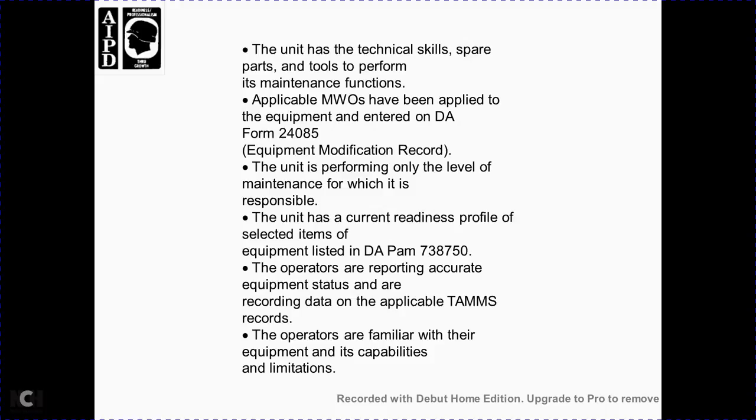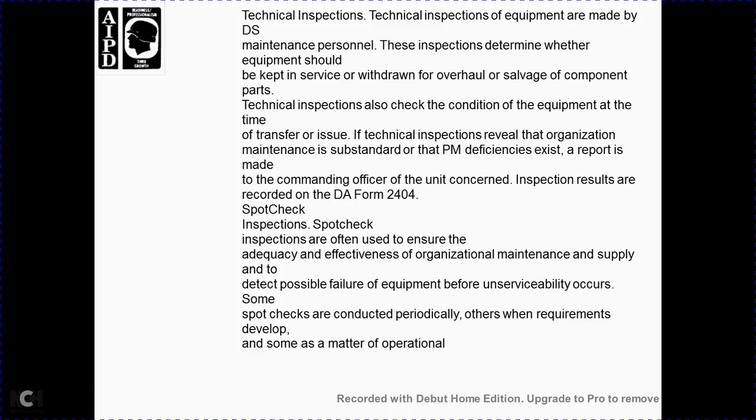Equipment modification work is performed at the level of maintenance which is responsible for the unit, with the current readiness profile of the selected items. Equipment listed in DA PAM 738-750. The operators are reporting accurate equipment data, and the staff are recording it with the applicable TAMs record. The operators are familiar with the equipment and its capability limitations.